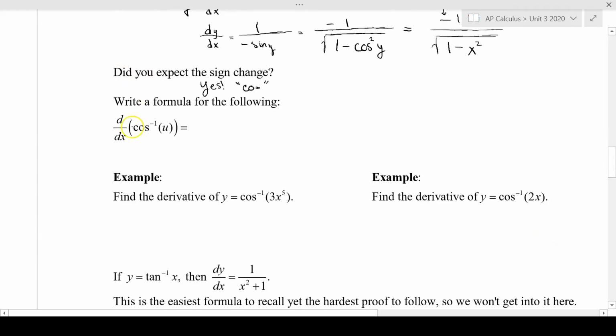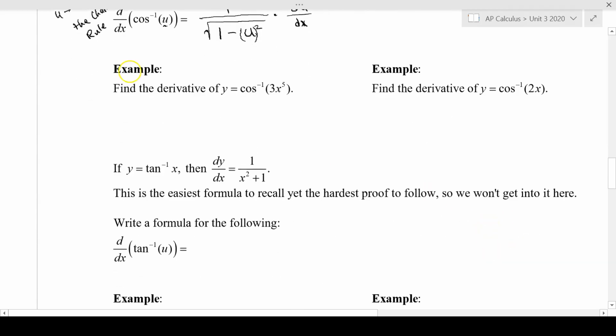So this says to write the formula for the derivative of cosine inverse of u, where u is some function of x. Okay? So u is some function of x. That just means that we're going to have to apply the chain rule. So here we go. Same formula: negative 1 over the square root of 1 minus u squared times the derivative of that inside function. The inside function in this case is just u. Okay?